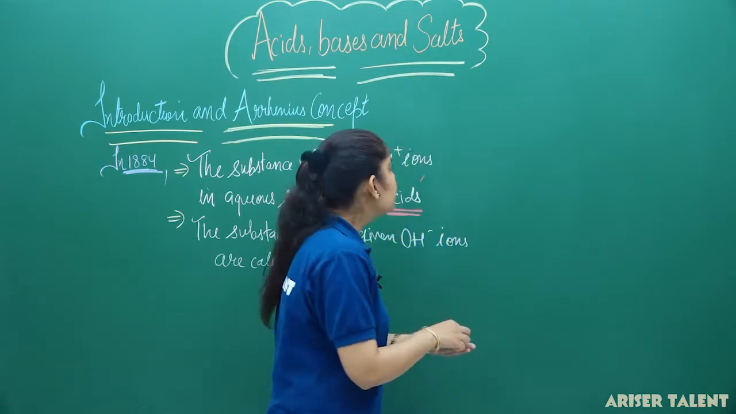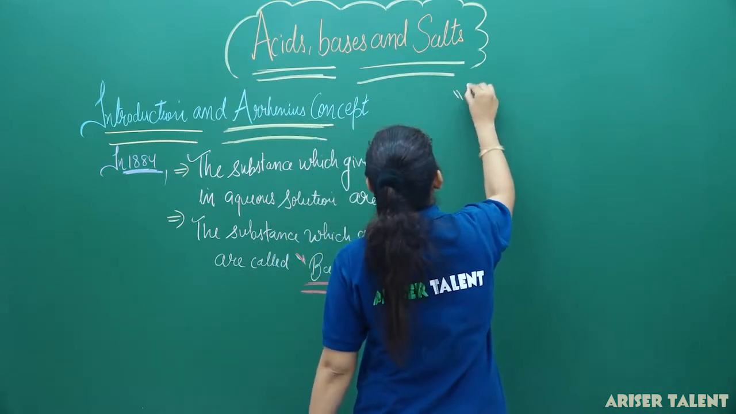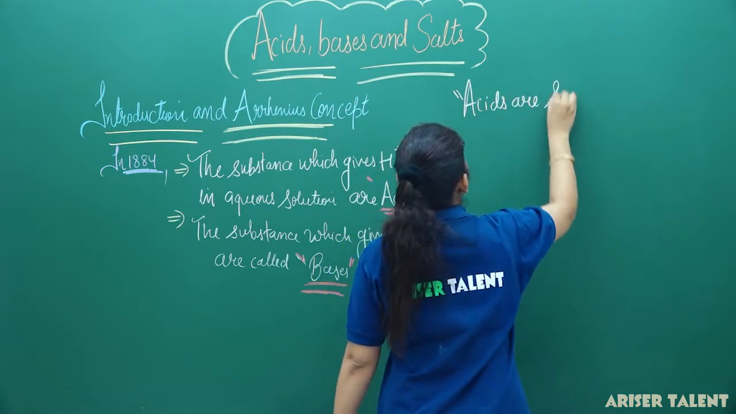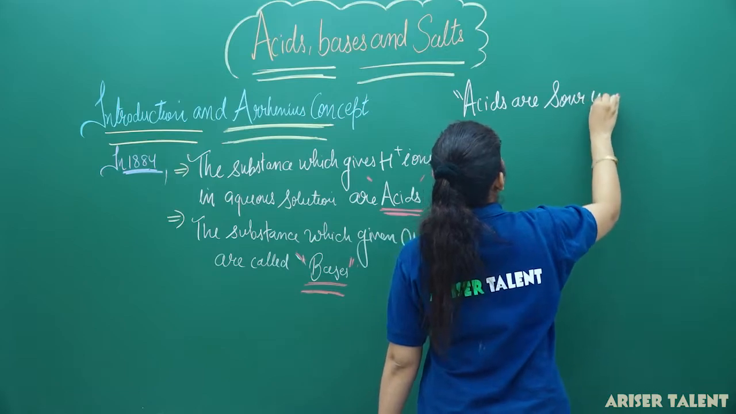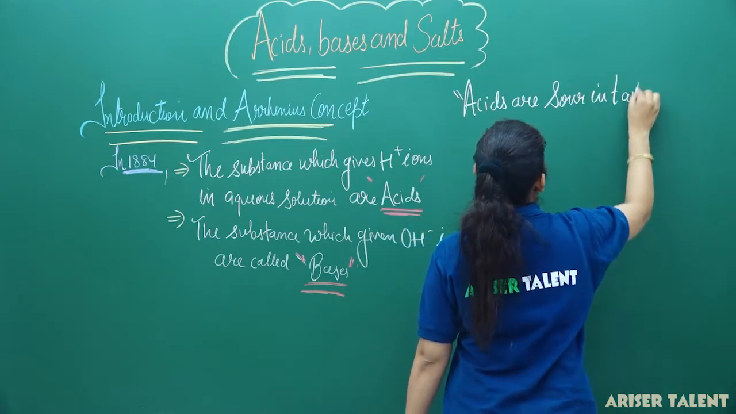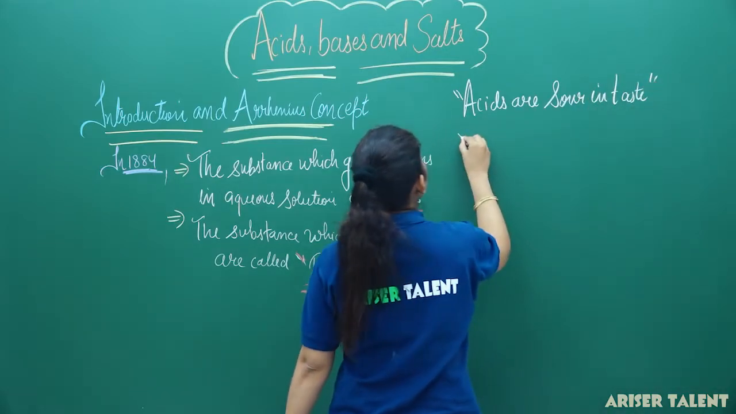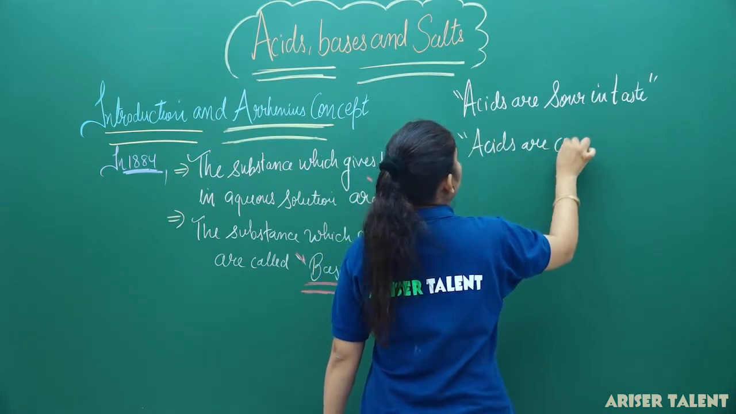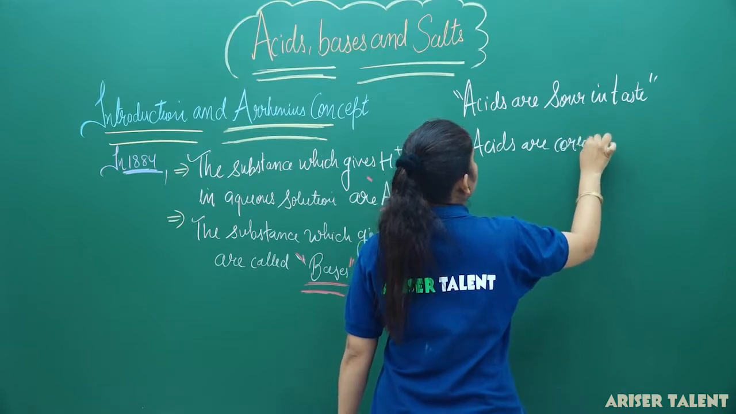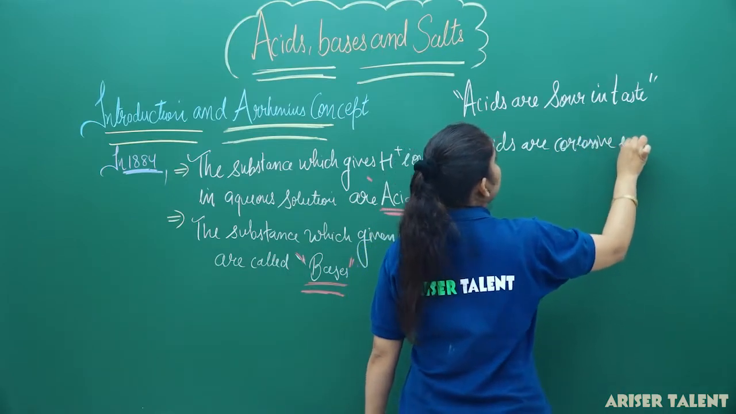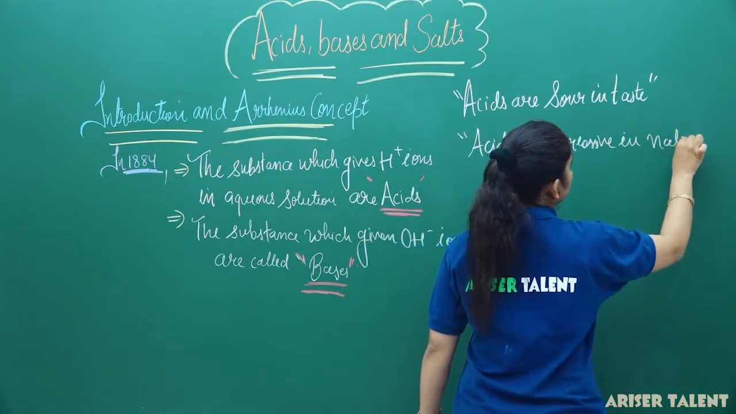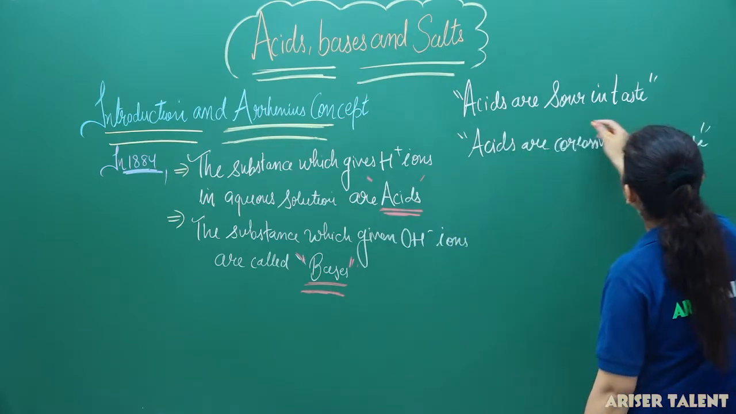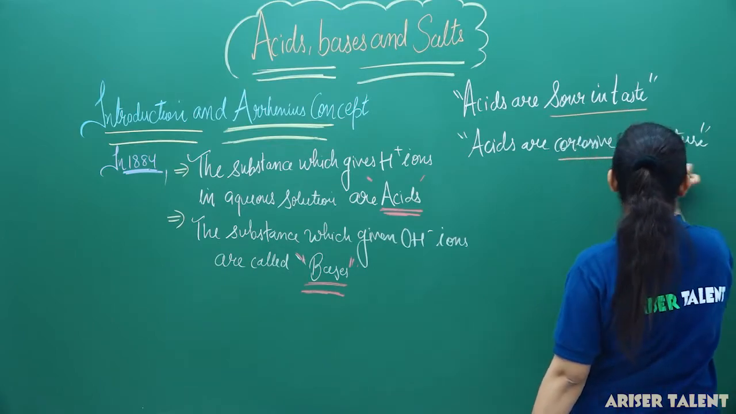Clear? So the one thing you can see is that acids are sour in taste. And the second thing is, acids are corrosive in nature. So it means they are sour in taste and they are corrosive in nature.